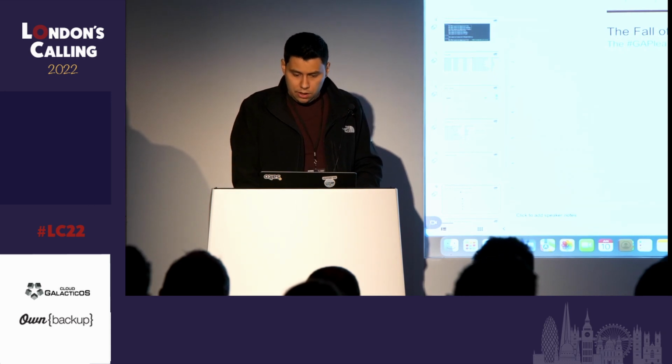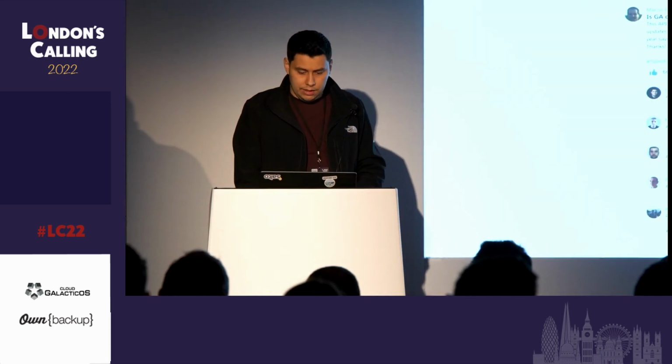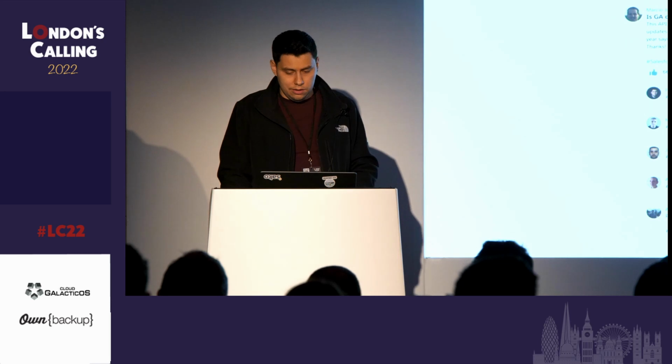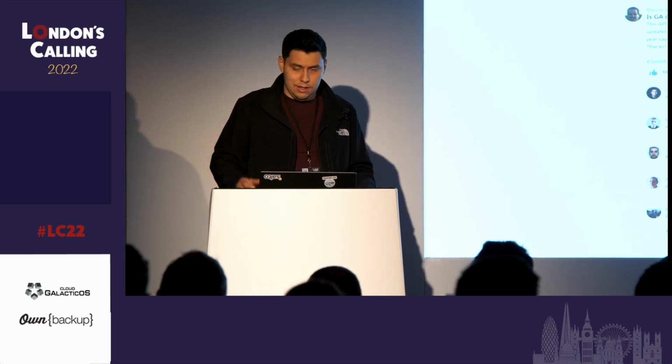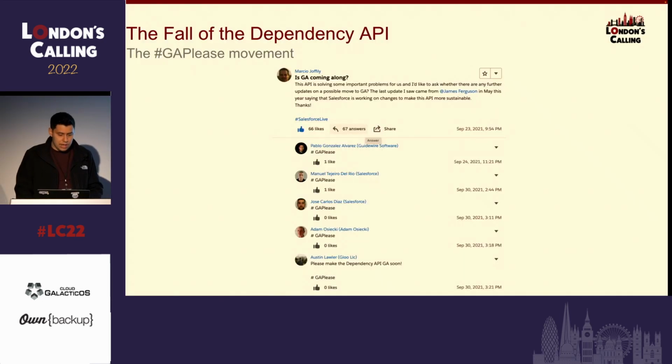So it took a long time to get an update from Salesforce. And by the way, this is not a critique of Salesforce. I'm just telling the actual story of what happened. So this person, Marcio, made a comment on the Dependency API Chatter group asking when the API is coming along or when it's going to be GA. So I started this sort of GA please movement, which means generally available, please.